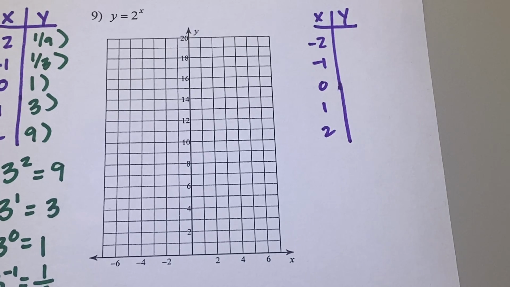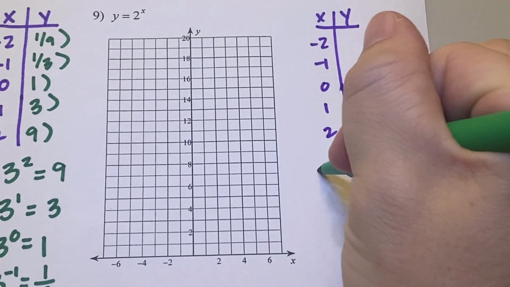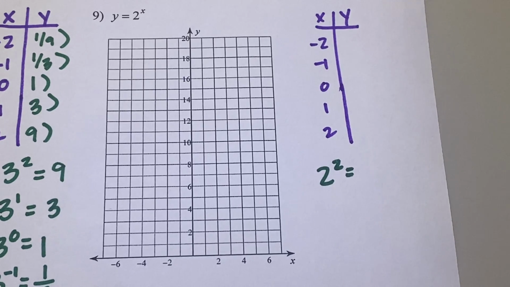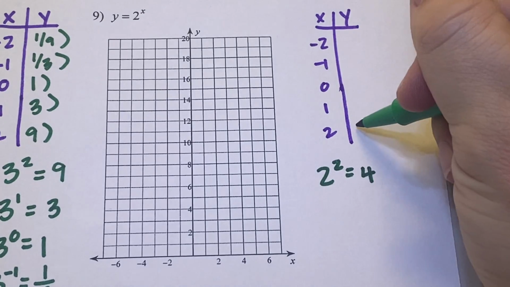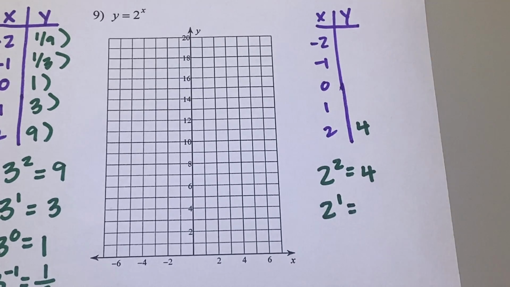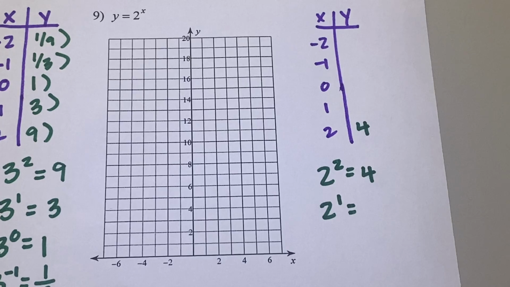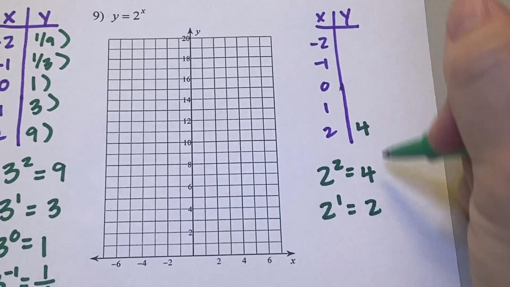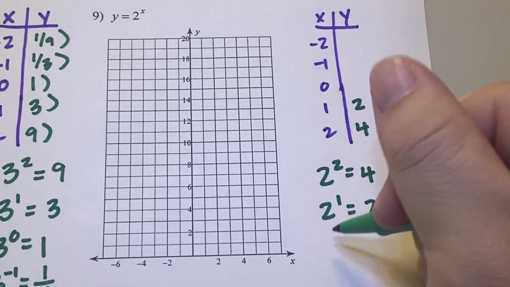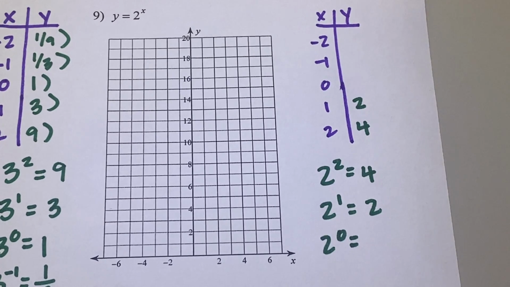Okay, let's figure out what these are when we plug them in. Again, let's start with the positives. That's easier. What am I going to get with 2 squared if I plug in a 2 for the x spot? What is 2 squared? 4. Okay, so when I plugged in a 2, I got 4. What happens when I plug in a 1? 2 to the first power? 2, just 2. So when we plugged in a 1 for our exponent, we got 2. What is anything to the 0 power? 1.